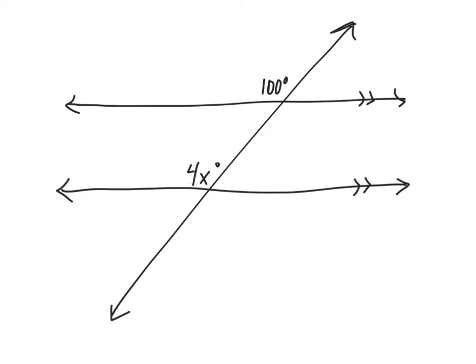Okay, with our next example, we're going to look at parallel lines cut by a transversal. So here we have two angle measures. We have 100 degrees and we have 4x degrees. We're going to solve for x. Because this angle here, 4x degrees, and the 100 degree angle are corresponding angles, they're equal. So in order to solve for x, we are going to make an equation. 4x equals 100 degrees.